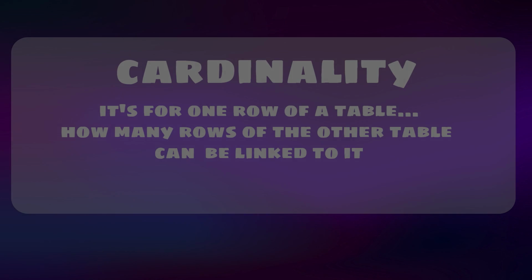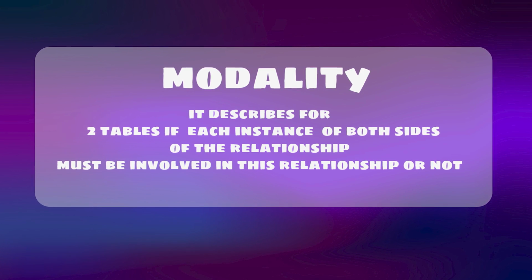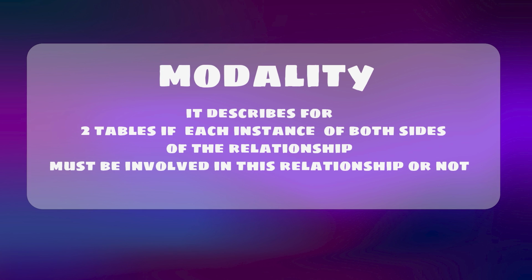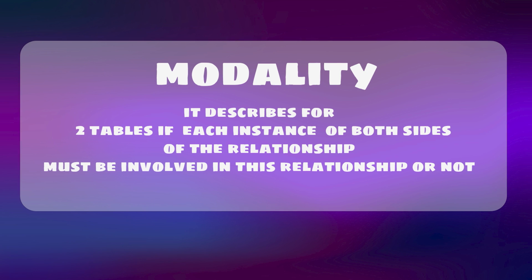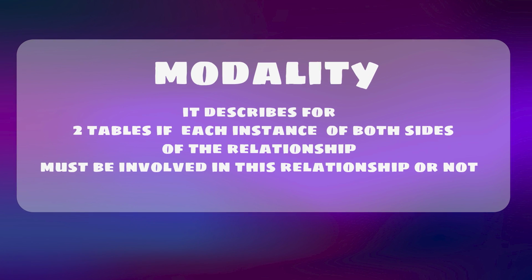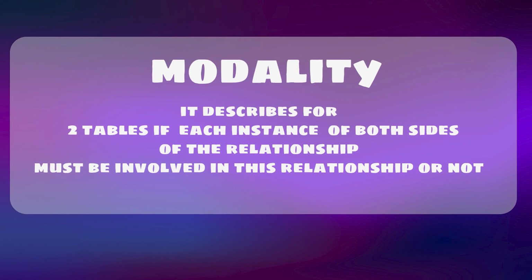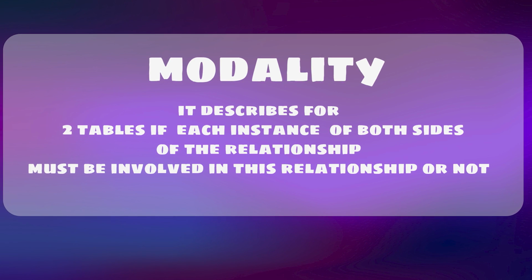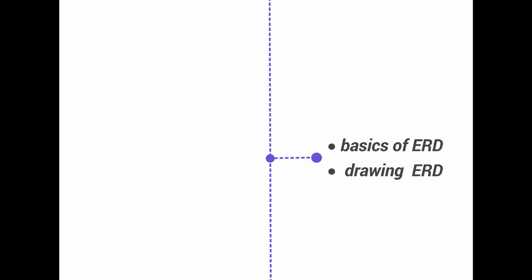And the second concept is modality. It describes for two tables if each instance of both sides of the relationship must be involved in this relationship or not. So for example, in the customer order relationship, is it a must that each customer has to make an order, or can there be customers without orders? Yes, there can be a customer without orders. So it's about acceptance for nulls or zeros. And both concepts will be so easy after we explain them in our project.